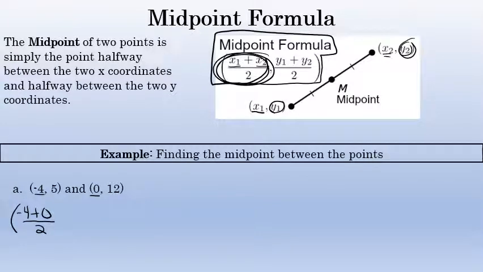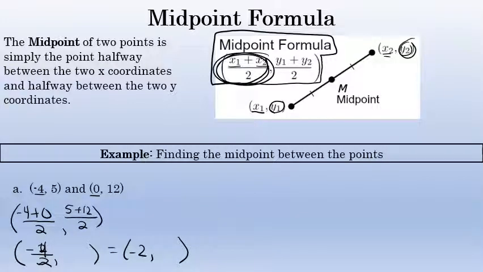(-4 + 0) divided by 2 is the x-coordinate of this midpoint. -4 plus 0 is -4, and -4 over 2 is -2. That is the x-coordinate of the midpoint between (-4, 5) and (0, 12). How about the y-coordinate? Well, that would be (5 + 12) divided by 2, or (y1 + y2) over 2. 5 plus 12 is 17, and 17 divided by 2 is exactly 8.5.